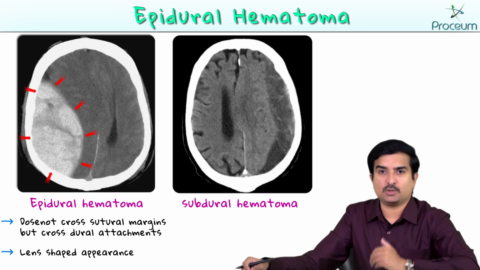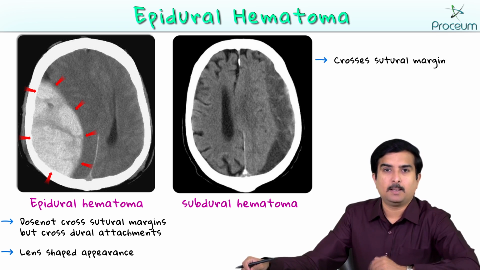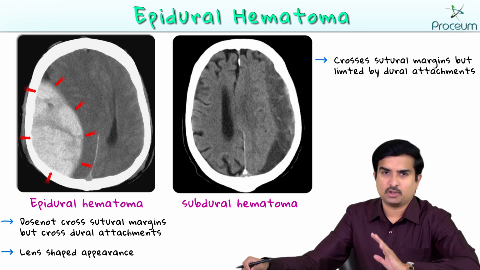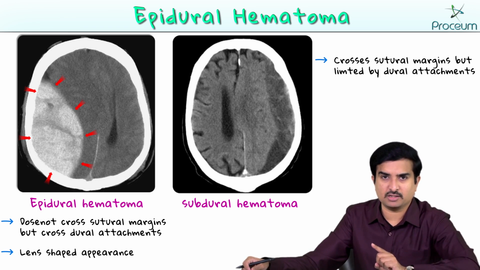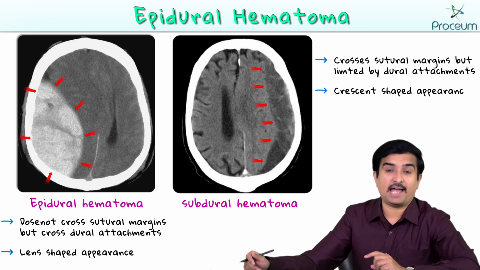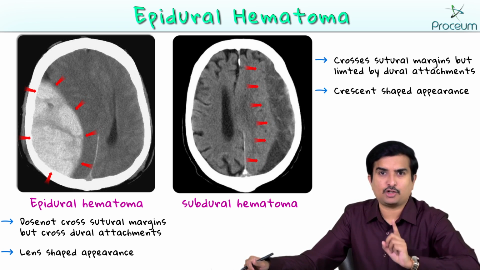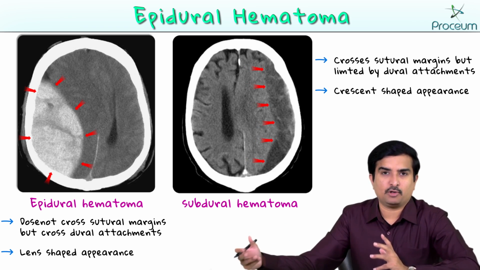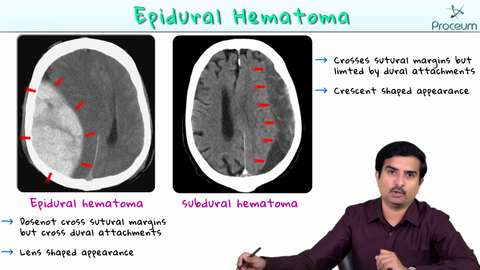But on the other image, you can see the subdural hematoma in comparison. It can cross sutural margins, but it is limited by the dural attachment. So there is a clear-cut difference between these two. This is limited by the dural attachments, but not limited by the sutural margins. That is the reason you can clearly see a crescentic shaped extraaxial lesion, right? Lens shaped is the epidural hematoma, crescent shaped is the subdural hematoma. This is the important radiological difference, because in radiology this is what we are going to discuss. This is the main difference between the epidural and the subdural hematoma.